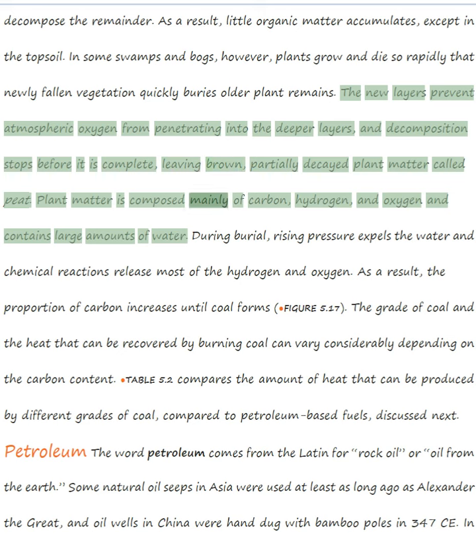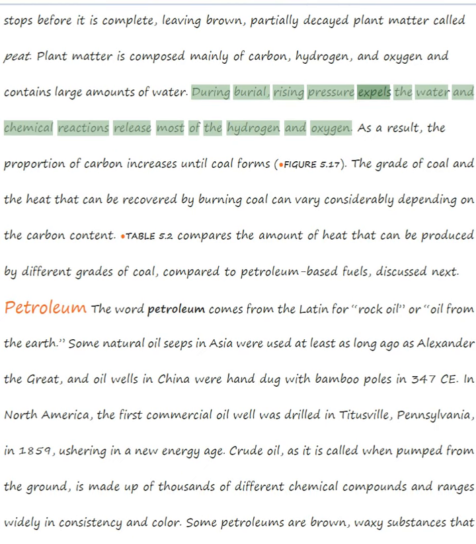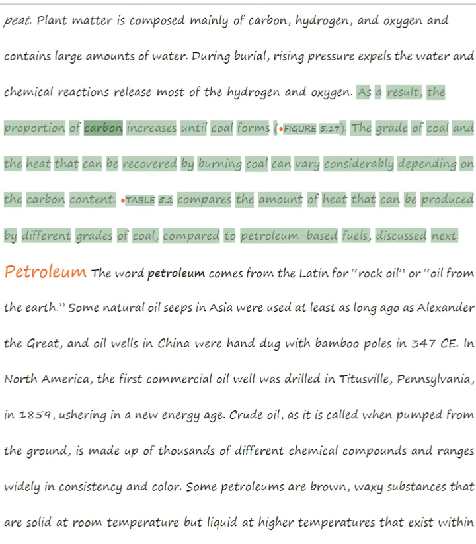Plant matter is composed mainly of carbon, hydrogen, and oxygen and contains large amounts of water. During burial, rising pressure expels the water and chemical reactions release most of the hydrogen and oxygen. As a result, the proportion of carbon increases until coal forms. The grade of coal and the heat that can be recovered by burning coal can vary considerably depending on the carbon content. Table 5.2 compares the amount of heat that can be produced by different grades of coal, compared to petroleum-based fuels, discussed next.